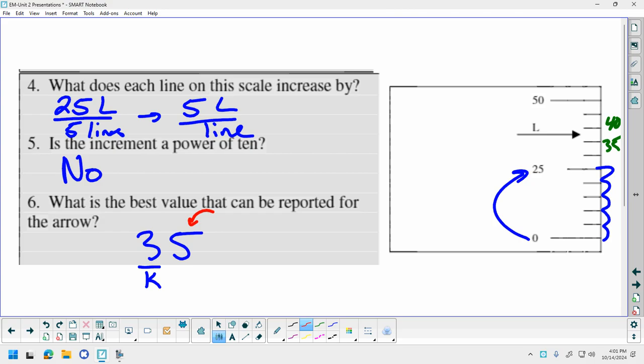I can't go 35 point something or even say 38 point something, because if I put an 8 in this spot, that 8 is going to be estimated. Like, I don't know that it is exactly 38, but based on where my marking is right there, to me it looks like it could be 38, and that'd be 38 liters. So all known values plus 1 that's estimated. That scale was fluctuating in the ones place. I have to estimate that 8, and so therefore that's where my measurement is going to stop. And that's the best measurement for this.